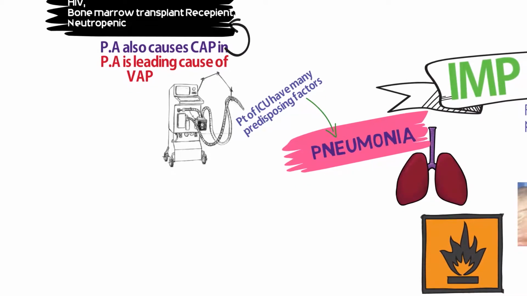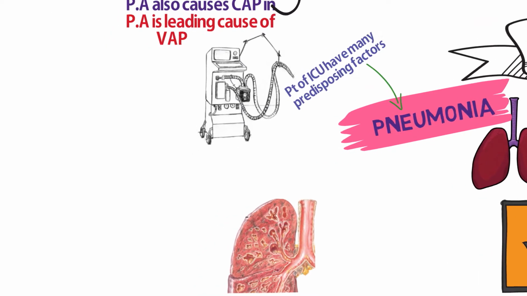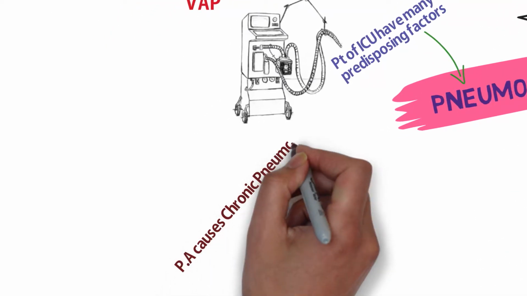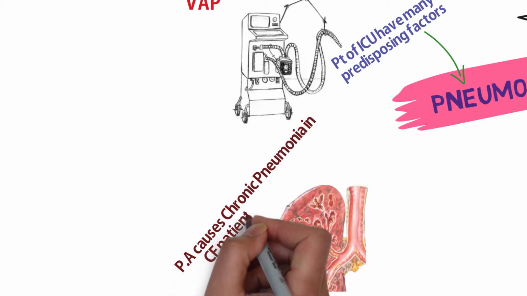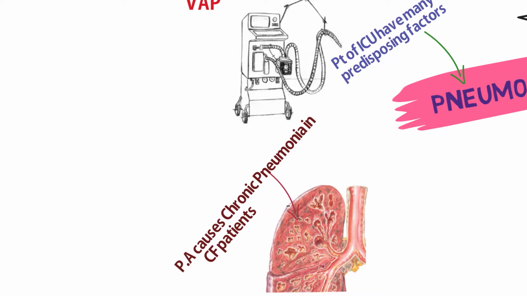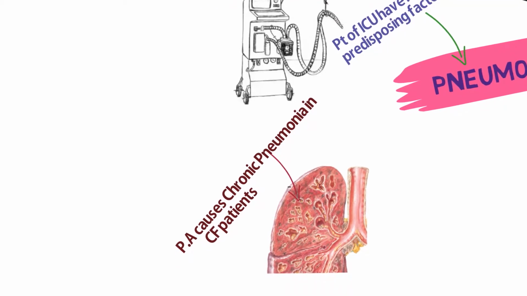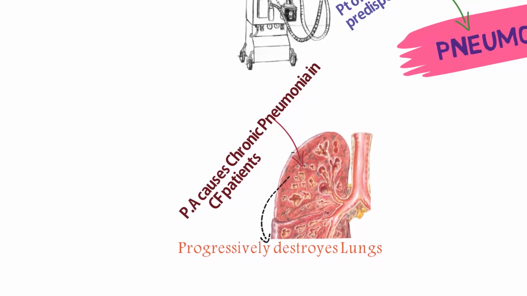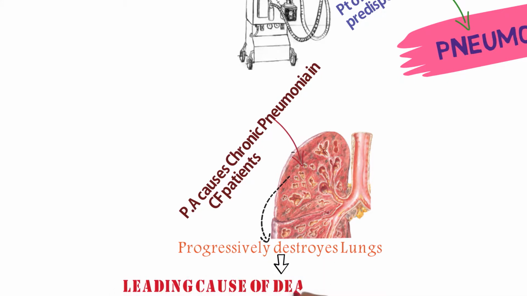One more piece of information about pneumonia caused by Pseudomonas. In cystic fibrosis patients, Pseudomonas causes chronic pneumonia. This chronic pneumonia progressively destroys the lung. And keep in mind, chronic pneumonia in a patient with cystic fibrosis is a leading cause of death.